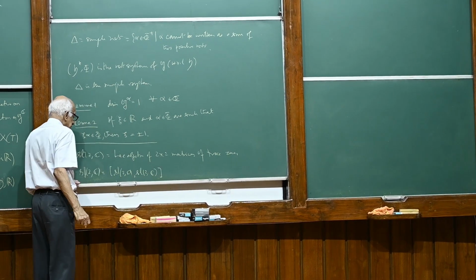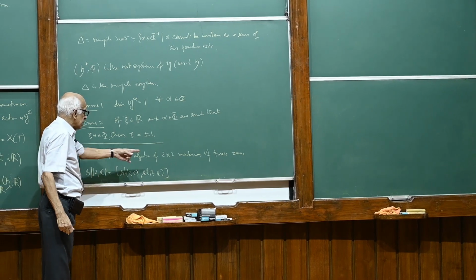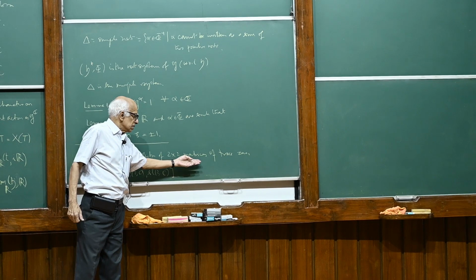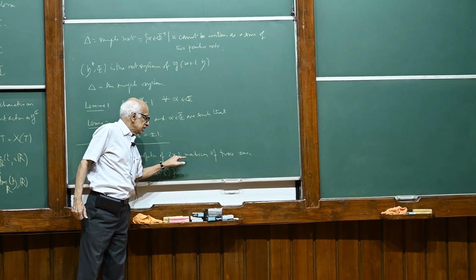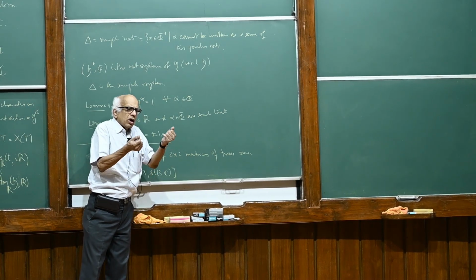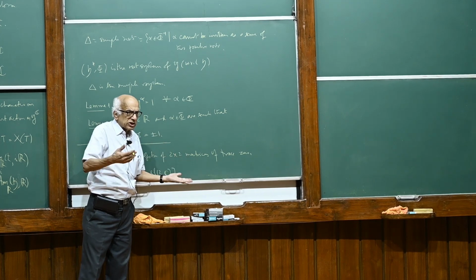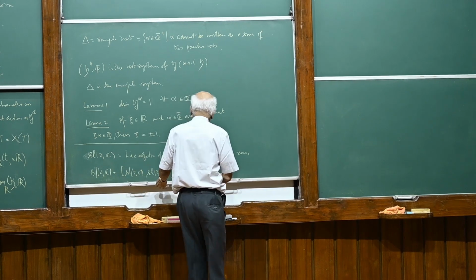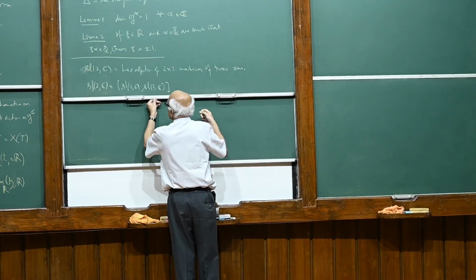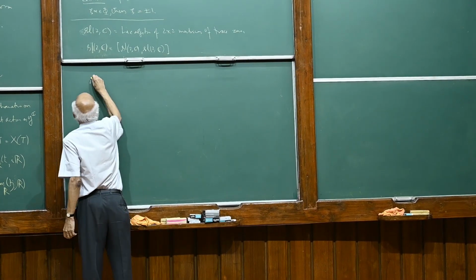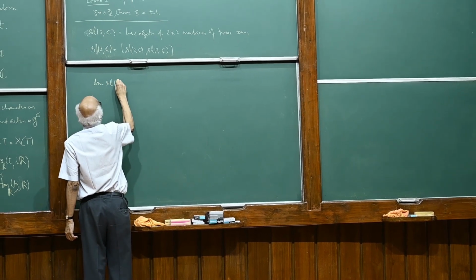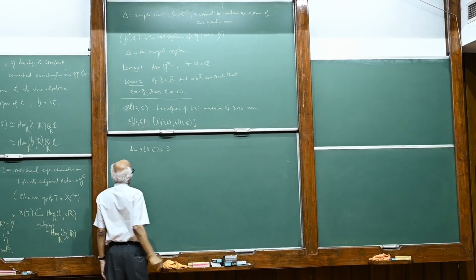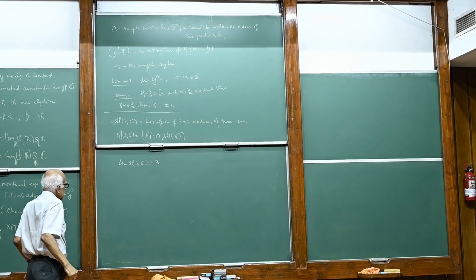Now, sl2C is the space of 2 cross 2 matrices of trace 0. Trace is a linear form on the 2 cross 2 matrices, so its kernel is a space of dimension 3. So sl2C is a Lie algebra of dimension 3, and it has a very natural basis.